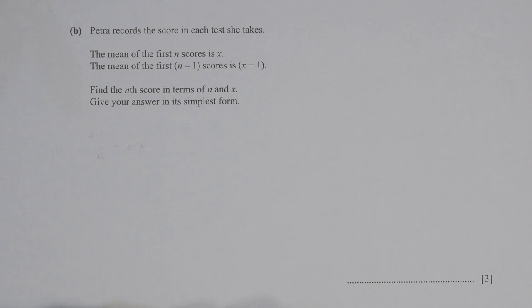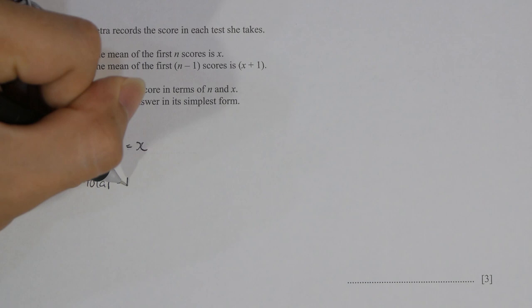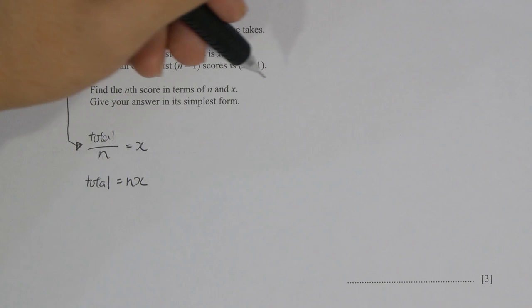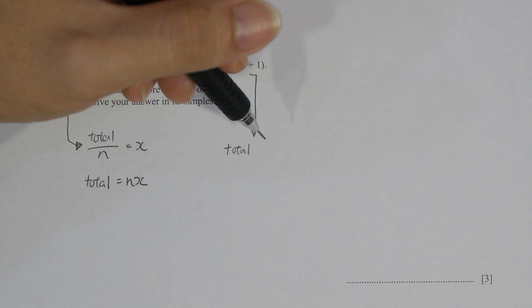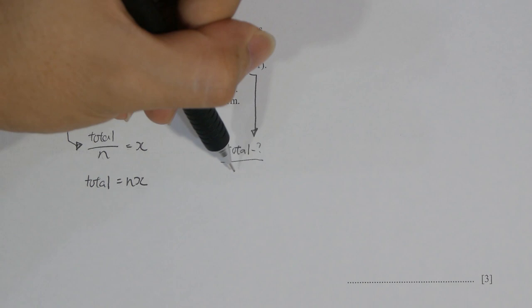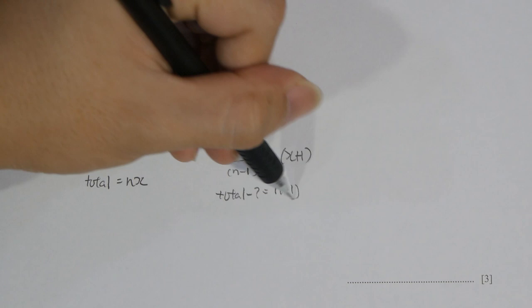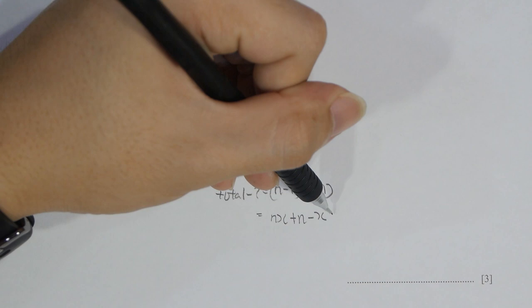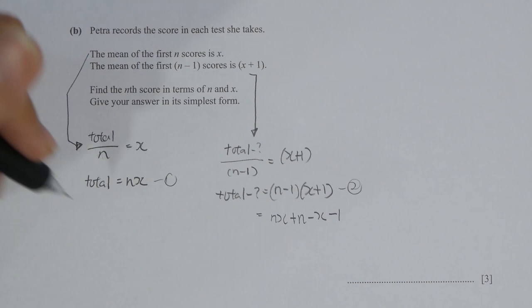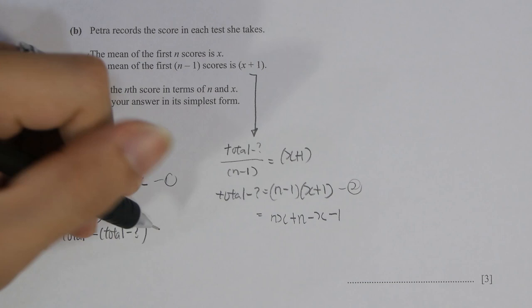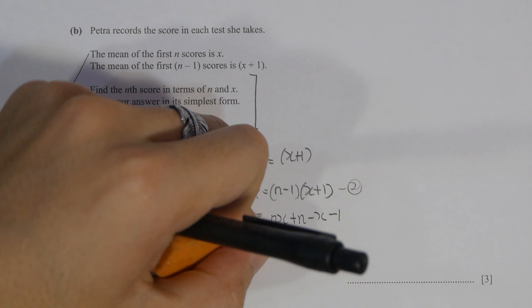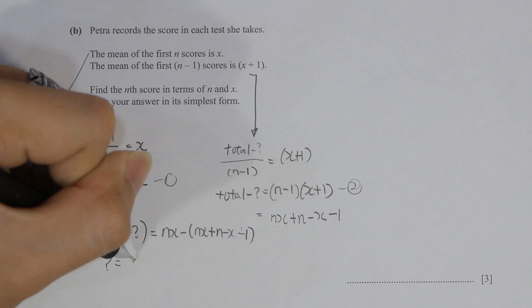For part B, the mean of the first n scores is x. Usually we know the mean is actually the total divided by the number, right? So I constructed two parts to this, which is total over n equals x. So total equals nx. This is our equation 1. Whereas for our next equation, total minus unknown over n minus 1, and your new mean is x plus 1. So total minus unknown equals n minus 1 times x plus 1. This is our equation number 2. I'm using the elimination method here, where I take 1 minus 2, then I am able to find my unknown as x minus n plus 1.